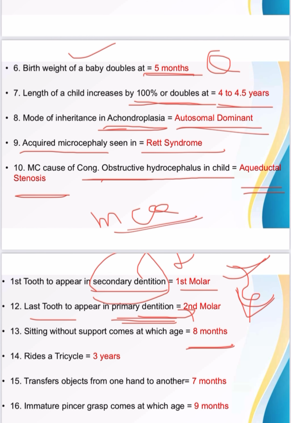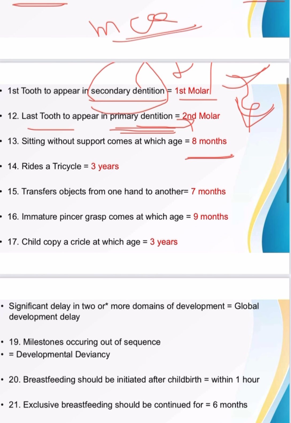8 months, sitting without support. These are the milestones of the baby and are asked frequently. Then rides a tricycle at 3 years. Sitting without support, 8 months. Then transfer of object from one hand to another, 7 months.